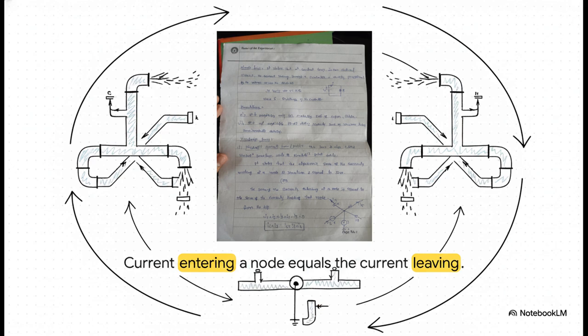It's honestly exactly like water gracefully flowing through branching pipes. No charge mysteriously vanishes into thin air, and no charge is magically created. It is a perfect continuous accounting system.